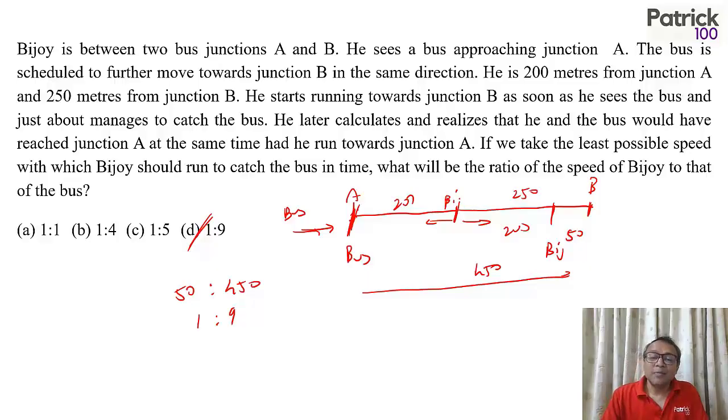I repeat it again. Bijoy, when he runs towards A, the bus will reach A and Bijoy will reach A at the same time. So when Bijoy runs 200, bus reaches A. So Bijoy running toward B again, he runs 200 meters and bus is at A. To reach B, he has to run 50 meters more and the bus has to run 450 meters. So 50 is to 450, 1:9 is the answer.